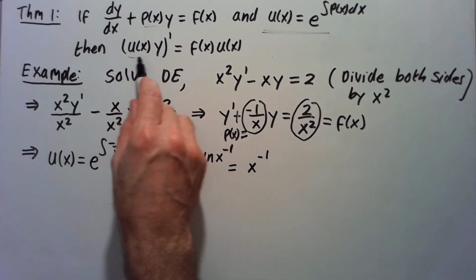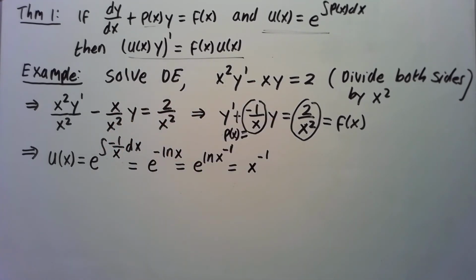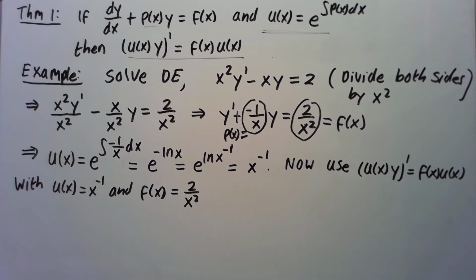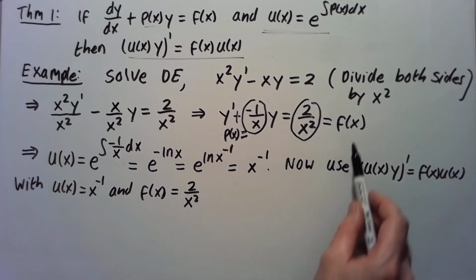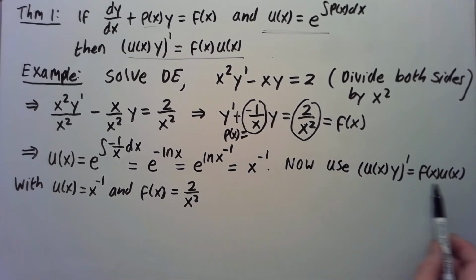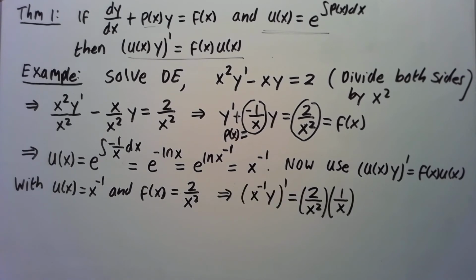We're now going to use this part here. We're going to use u times y derivative equals f times u, where the u we found was x to the minus 1 and our f was the 2 over x squared. So making those substitutions, we get x to the minus 1 y prime equals 2 over x squared. That's my f times my u. U is x to the minus 1, which you can write as 1 over x.